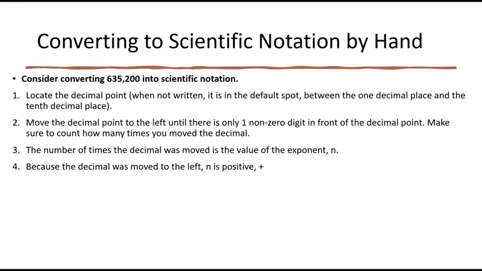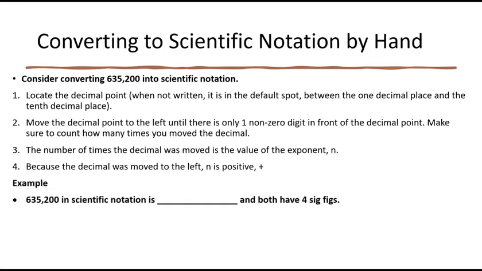Consider converting 635,200 into scientific notation. 1. The first thing you want to do is to locate the decimal point. When it's not written, it should be in the default spot between the ones place and the tens place. 2. Move the decimal point to the left until there's only one non-zero digit in front of the decimal point. Make sure to count how many times you move the decimal. 3. The number of times the decimal was moved is a value of the exponent, n. 4. Because the decimal was moved to the left, n is positive.